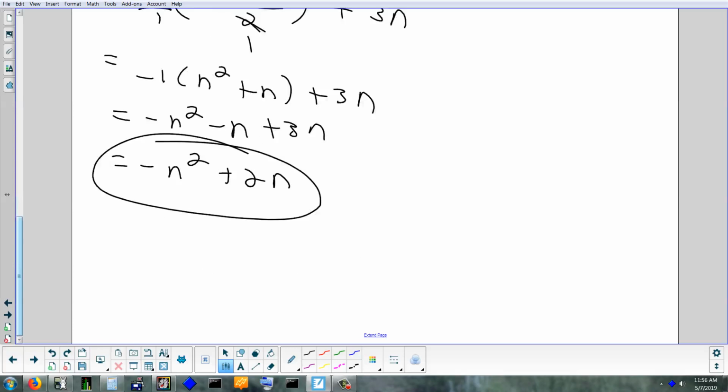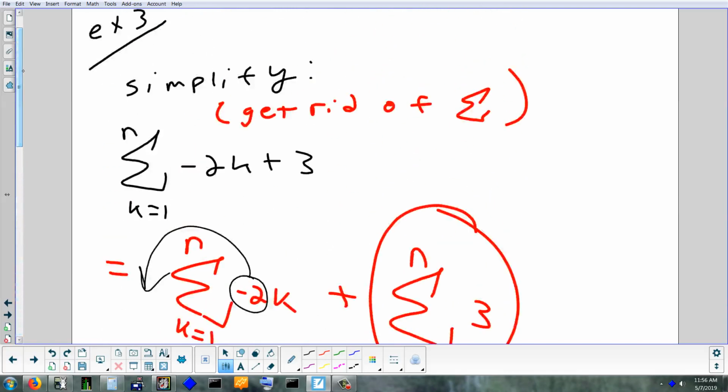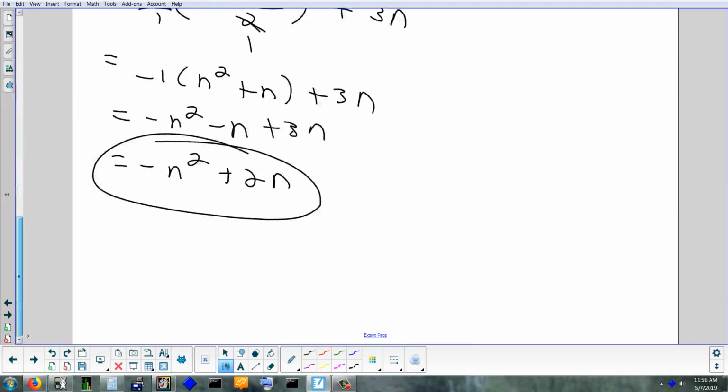So now you've got a formula. So if you want to add up the first 20,000 terms in this summation, you don't even have to write out what the 20,000 terms are. Just plug the number 20,000 in for n, and you're done. And it'll automatically add up all the numbers, and you don't even know what they are. Any question on that idea?